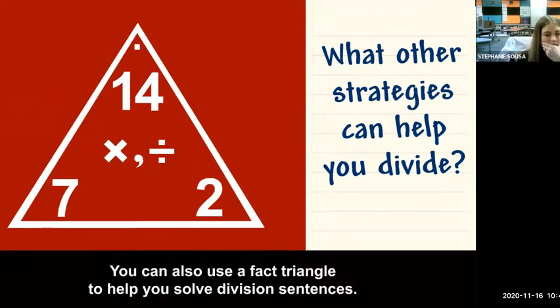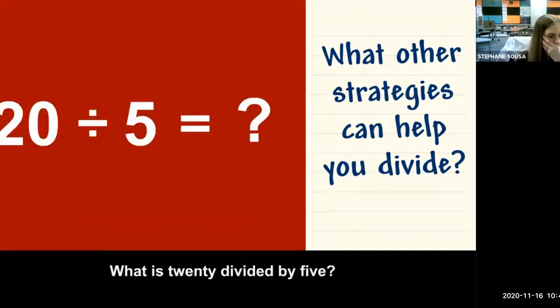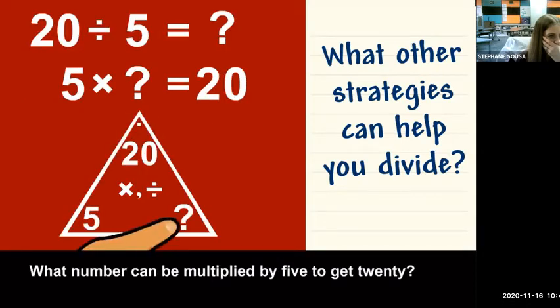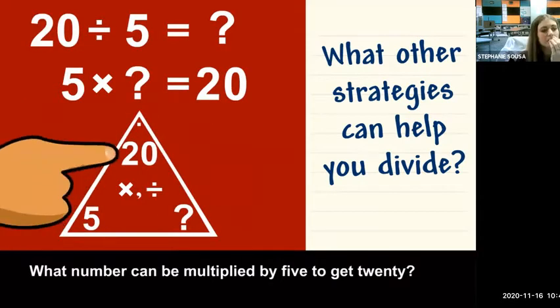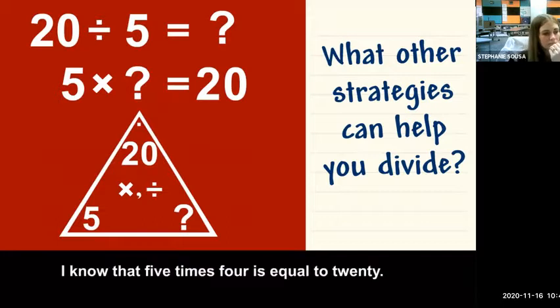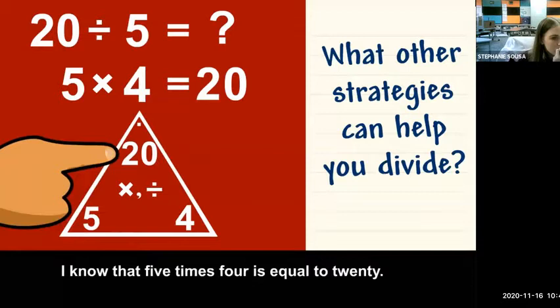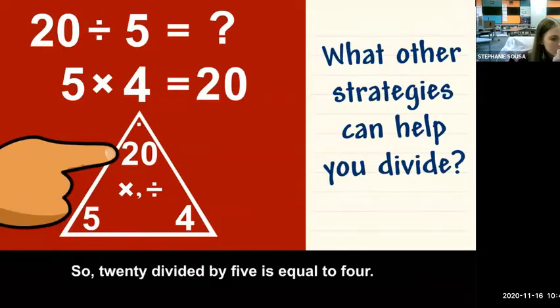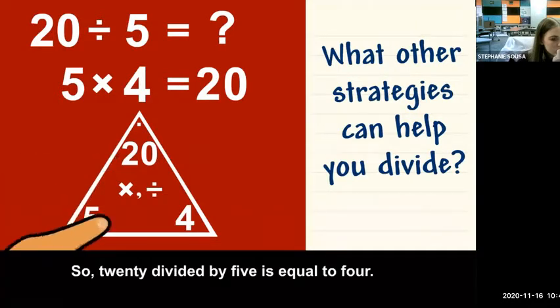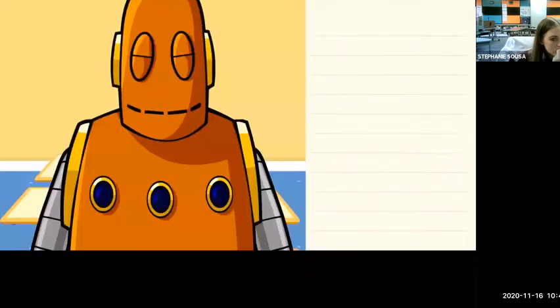You can also use a fact triangle to help you solve division sentences. What is 20 divided by 5? What number can be multiplied by 5 to get to 20? I know that 5 times 4 is equal to 20. So 20 divided by 5 is equal to 4.